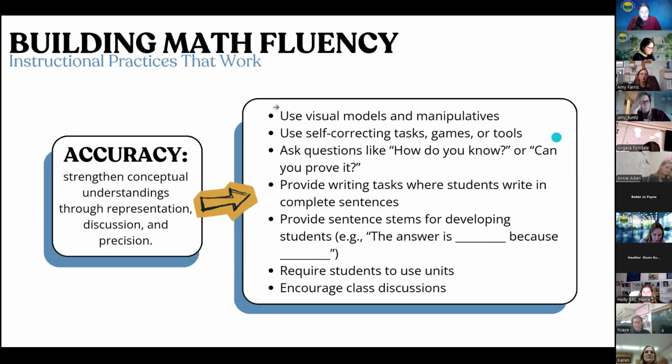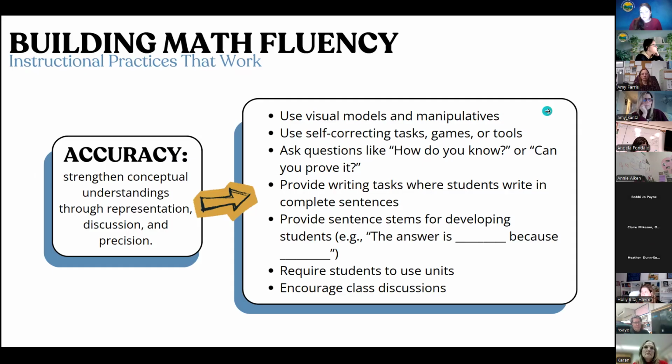Here are some strategies that build accuracy. You might use visual models and manipulatives, representations, and games that self-correct. I like those circuit tasks for that, right? Where if they get the wrong answer, they can't find the answer, so they know they made a mistake and now they've got to go back and try again. Asking questions like, how do you know, or can you prove it? So kind of prompting them, why do you know you're accurate? Doing some writing tasks where they have to provide that evidence in writing. And then we also might require students to use units or encourage class discussions.